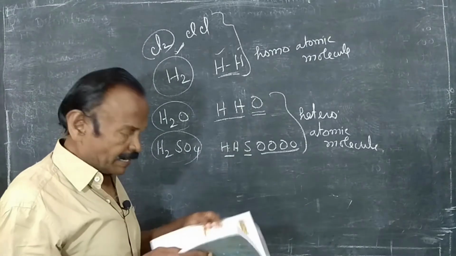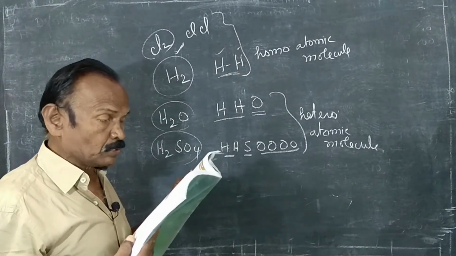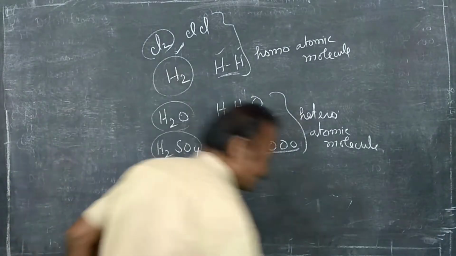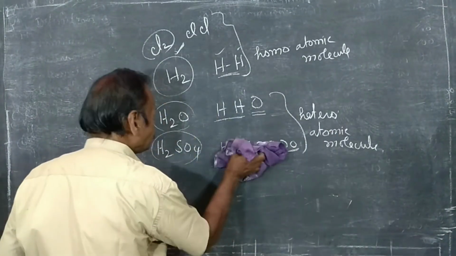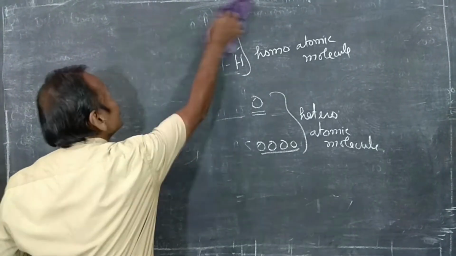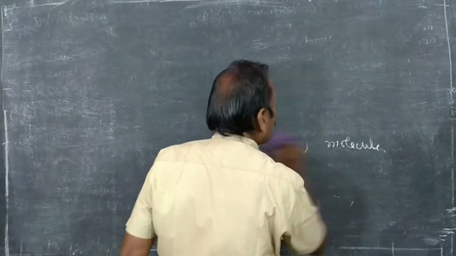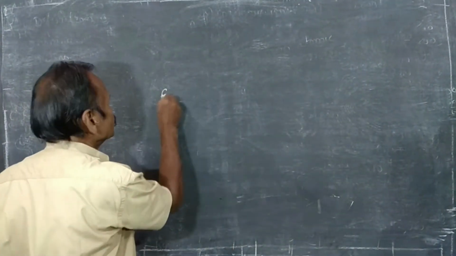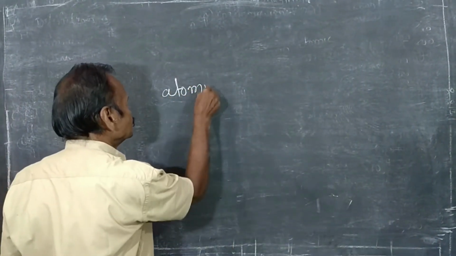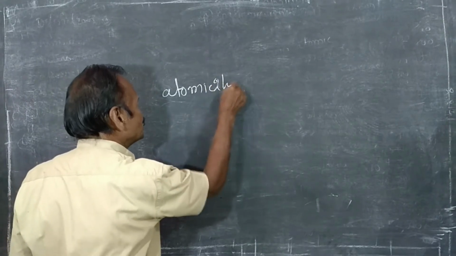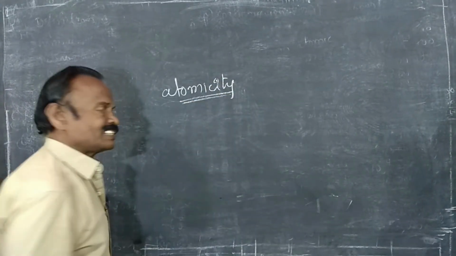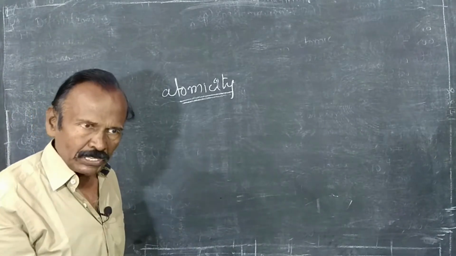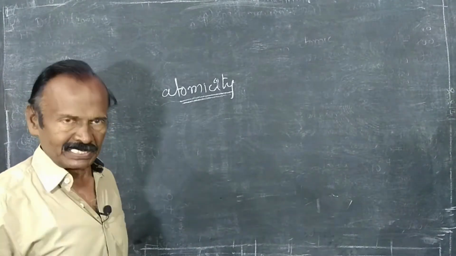The number of atoms present in a molecule is called atomicity. What is atomicity? Another thing we have to find is atomicity. What is atomicity? The number of atoms present in a molecule is called atomicity.